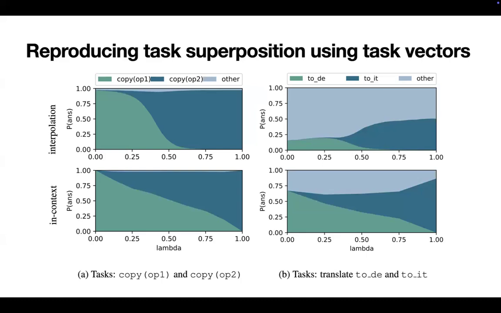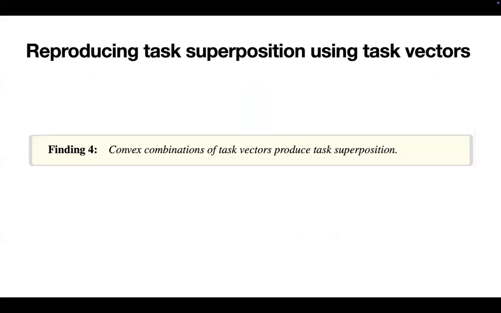So you mean on the top, it is injecting the test vector to a zero-shot prompt, right? The performance of that. So there is some performance variation because of that. Right. Cool. Okay, and that's our first one. That's our fourth finding, which is that convex combination produces test superposition.